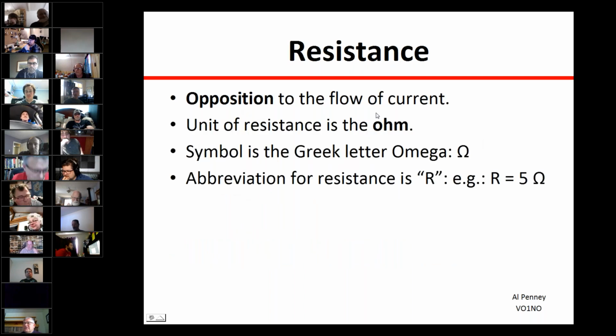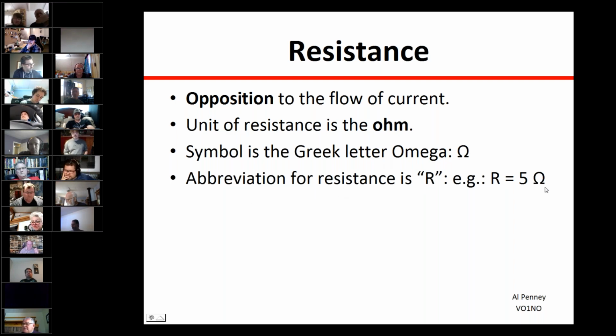So resistance is the opposition to the flow of current, and the unit of resistance is the ohm. The symbol is the Greek letter omega. The abbreviation for resistance is R, so R equals 5 omegas, 5 ohms. So current is measured in amps and abbreviated I. Voltage is measured in volts and abbreviated E. And resistance is measured in ohms, with the symbol omega, and the abbreviation for resistance is R.